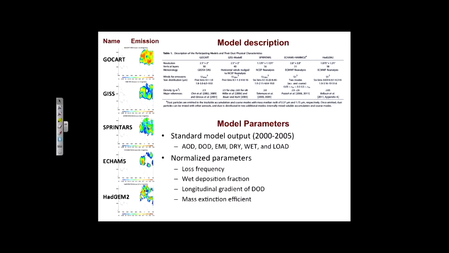And these images are emission. I will go back to emission later. The model parameters are standard model output like AOD, DOD, emission, dry and wet deposition, and column loading. I also look at loss frequency, wet deposition fraction, longitudinal gradient of DOD, and mass extinction efficiency, which go beyond the standard model output. What's loss frequency? Loss frequency is actually the inverse of lifetime. So a higher loss frequency means the dust can be removed faster.